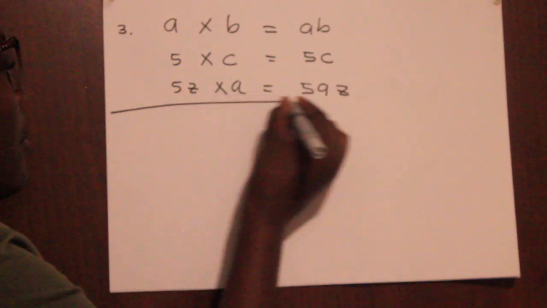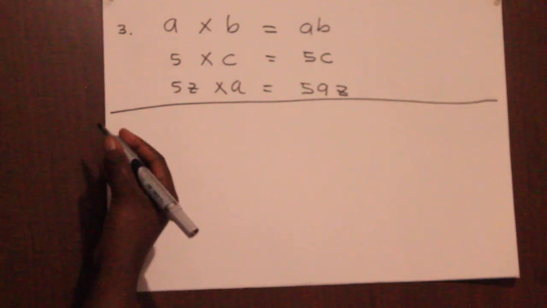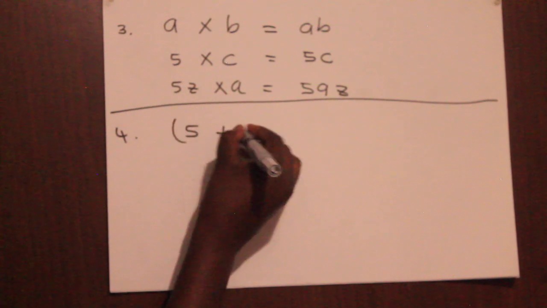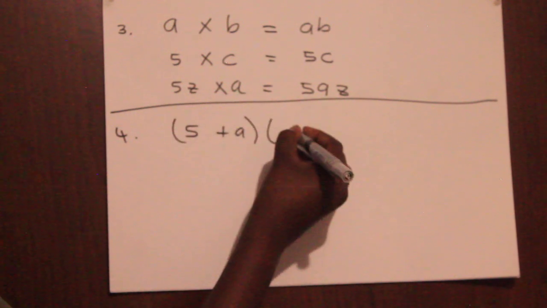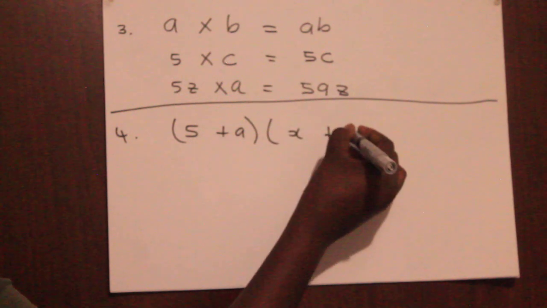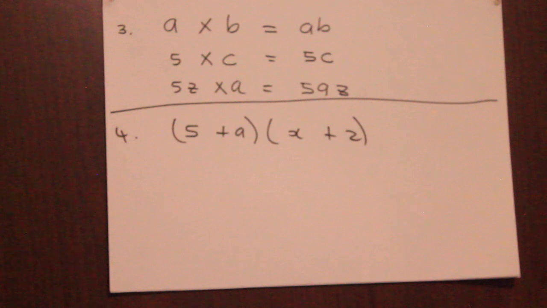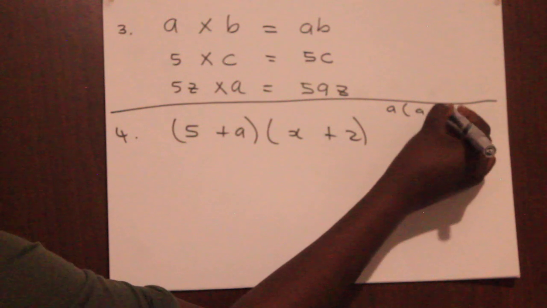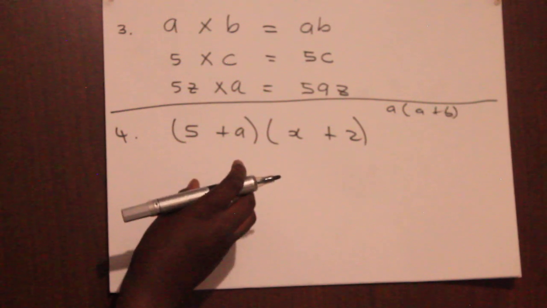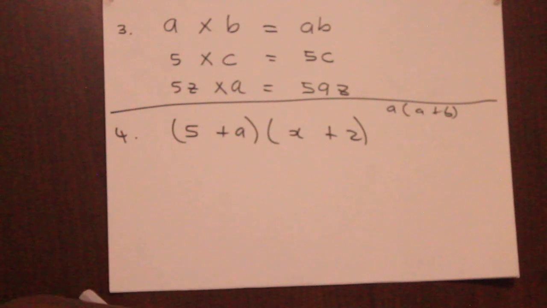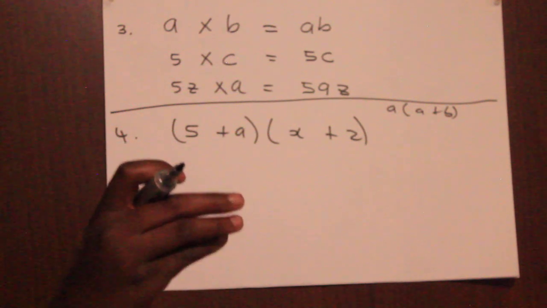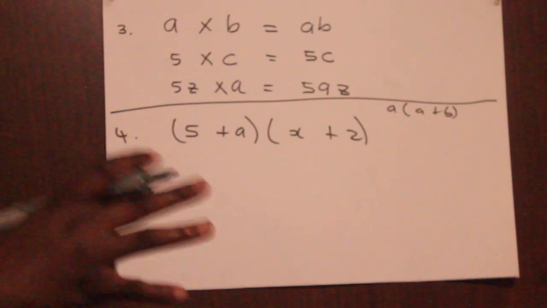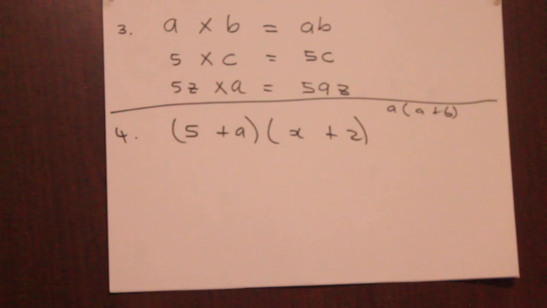Okay, let's go to number 4. It's a bit different. We have 5 plus A multiplied by X plus 2. It's the same concept, but instead of A plus B, now we have brackets on both sides with 2 terms inside. Strictly, a bracket makes an expression rather than a term, but in this case let's just count them as 2 terms to make our life easier.